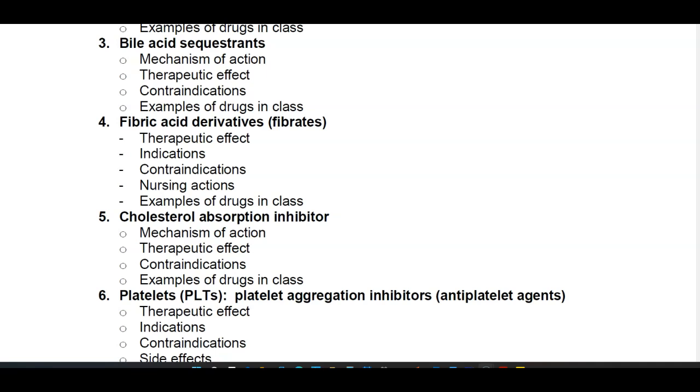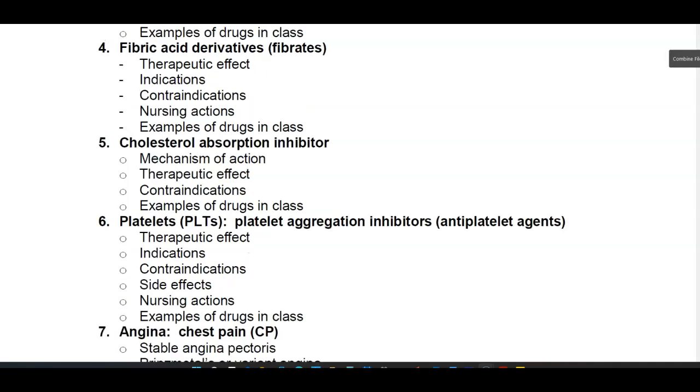And as we know, the way it gets rid of the cholesterol is through excretion from the stool. If you have somebody with problems with digestion or bowel obstruction, then the medication is not going to be effective. Examples of drugs in this class that you need to know are Questran or cholestyramine, and Welchol or colesevelam.